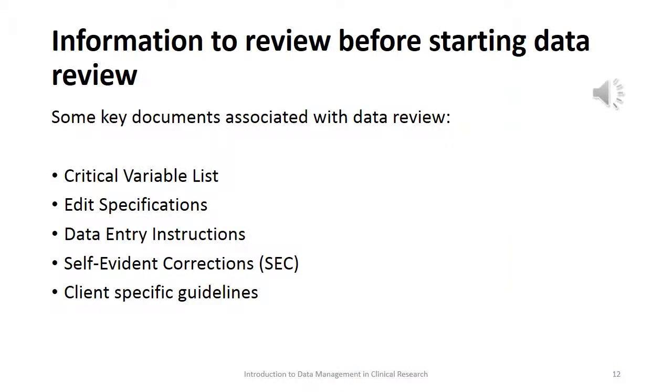So there's a couple of pieces of information that we want to review before we start our data review activities. Some key documents that are associated with data review include the critical variable list, the edit specifications, data entry instructions, self-evident corrections, or client or sponsor specific guidelines. I'm going to go over each of these in a little more detail as we move along.